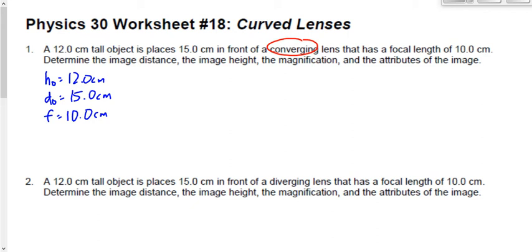We want to determine DI, the image distance, the image height, HI, the magnification, and then, of course, the attributes. So we have 3 givens and we want to find 3 variables, which usually doesn't work out very well for us. This time it's going to work out just fine. We have 2 equations, and we might as well start with the lens equation. Odds are if we have 3 unknowns, we're going to end up having to use both equations, although probably separate from one another. We're going to say 1 over the focal length, 10.0 centimeters.